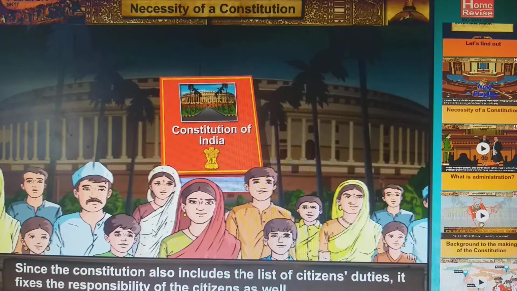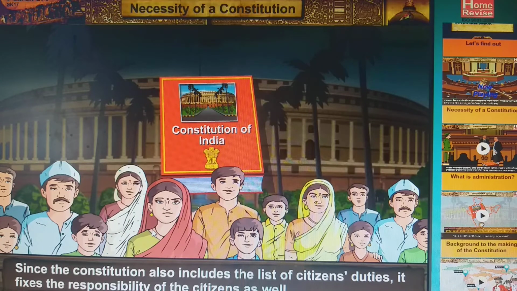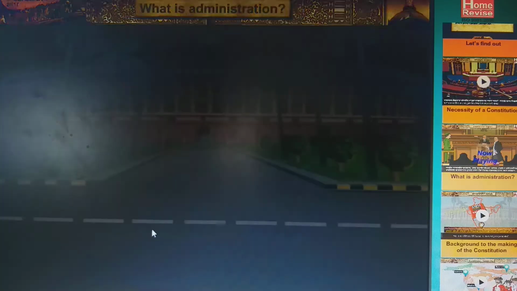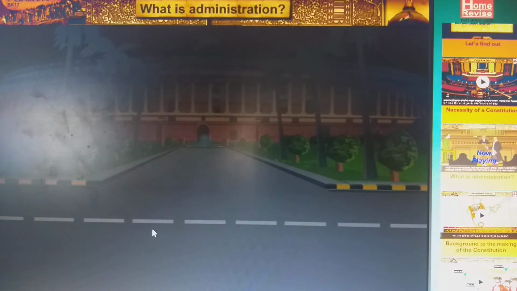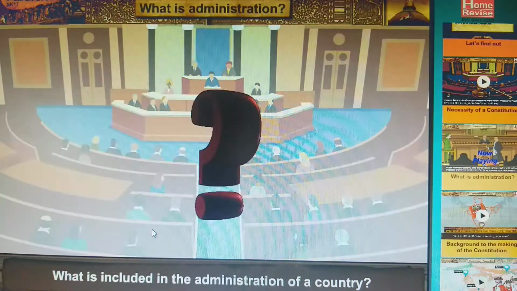The duties of the citizens are also mentioned. It fixes the responsibility of the citizens also. All these things are mentioned and needed if the constitution is there. Everything will go properly. Now we go to the next topic.